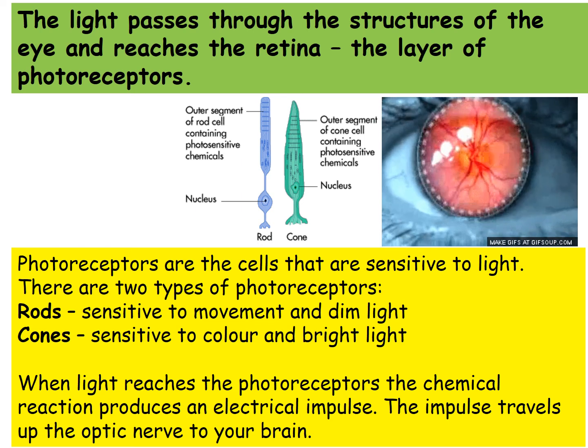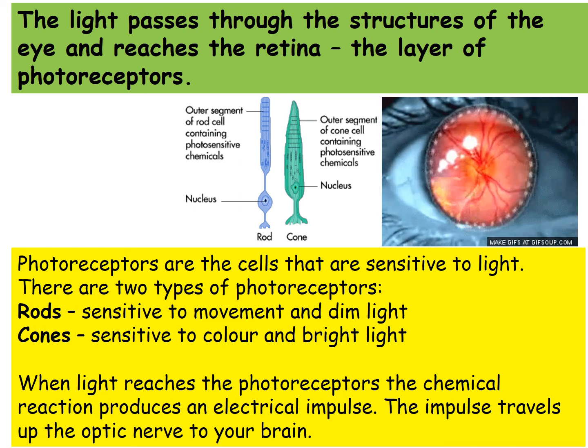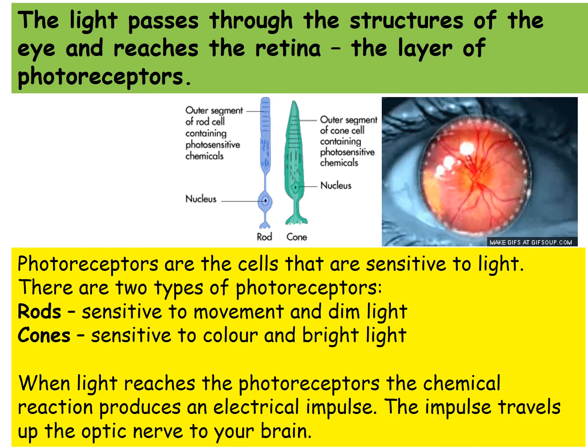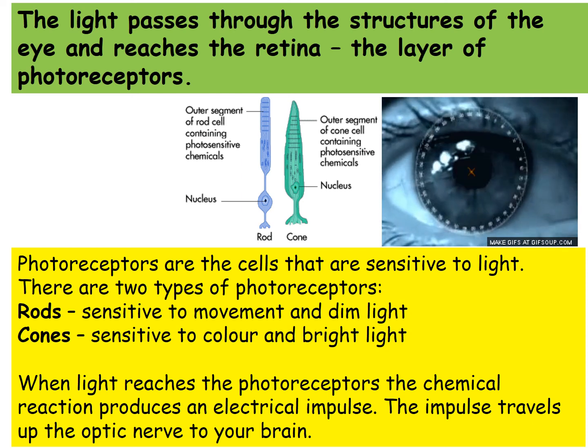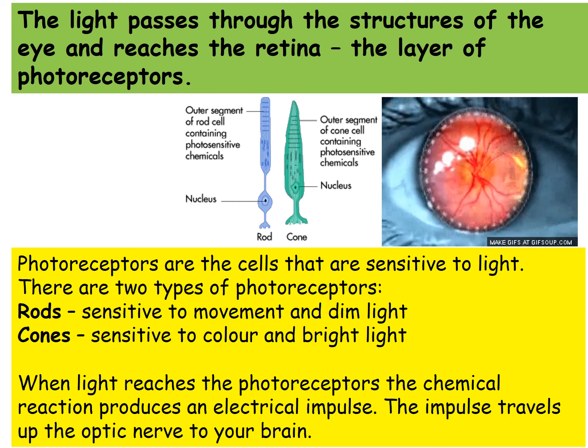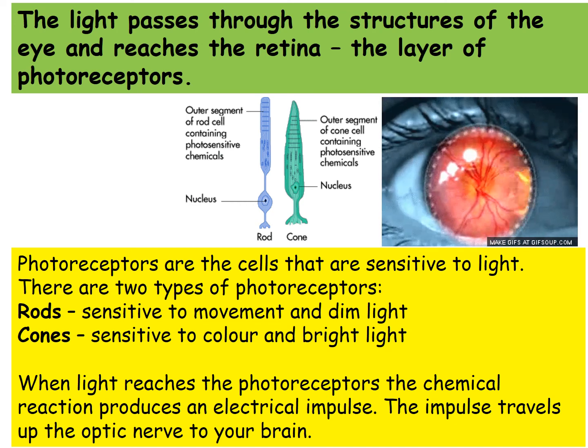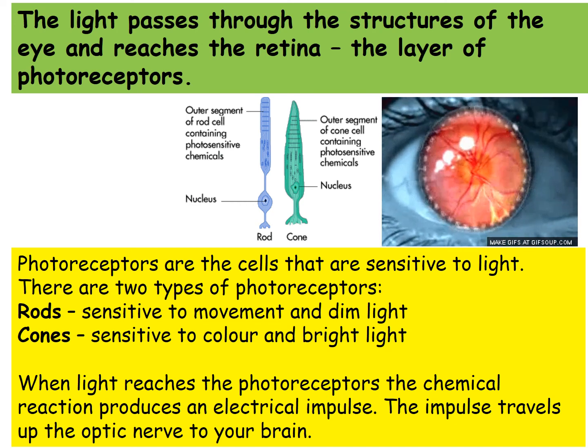So, what is actually happening? So the light passes through the structures of the eye and reaches the retina. That's the layer of photoreceptors. These are the cells that are sensitive to the light. These are the cells that are reading the information.